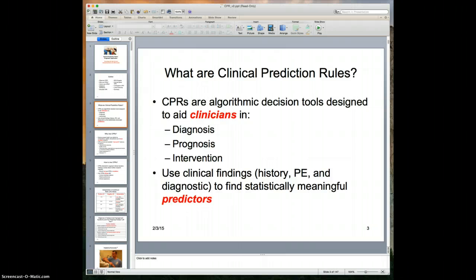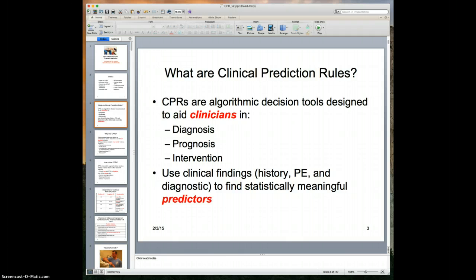Just to refresh your memory, CPRs essentially are an algorithmic decision tool. They're designed to help you as future practitioners in three different areas. They tend to look at diagnosis. If you want to diagnose a patient with X condition and they fit the criteria or they have the predictors, then maybe you could diagnose them with that condition, like lumbar spinal stenosis, for example. Prognosis is another component where we look at outcomes, and then intervention, right?